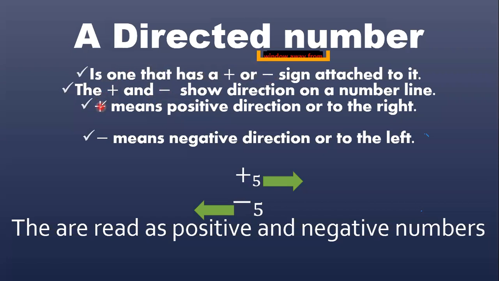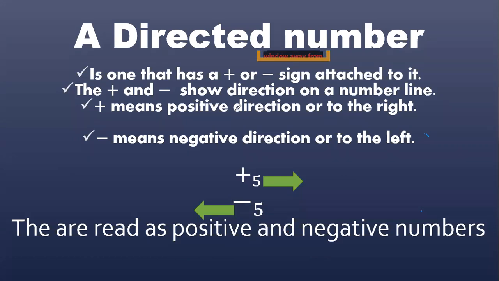So this sign means the positive direction, or to the right, and this sign means the negative direction, or to the left. This arrow here shows us that the positive 5 means we move to the right, and the negative 5 means we move to the left. We read the numbers as positive and negative numbers. For example, this number here is read as positive 5 and this one here is read as negative 5.